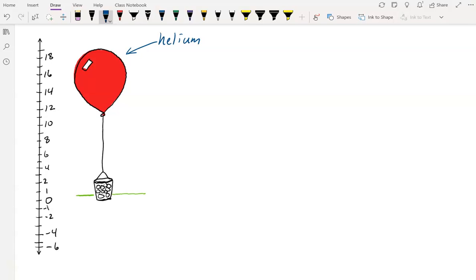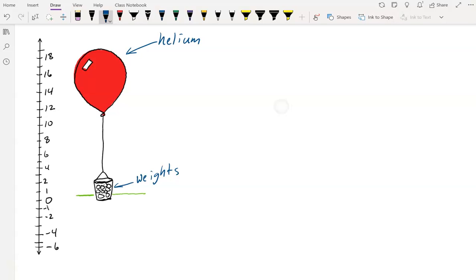And then there's a string tied to the balloon, and at the bottom of the string is a cup, and that cup is filled with weights. Maybe they're little pebbles. I don't know. I can't really tell from here. But anyway, let's talk about the helium and the weights.